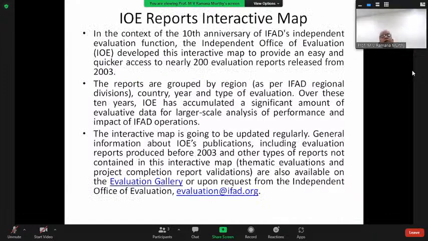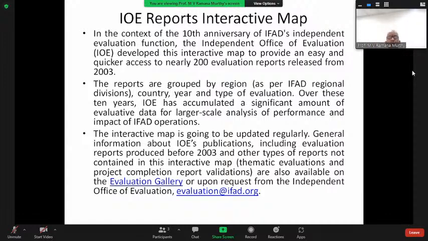So now, in the context of the 10th anniversary, the IFAD evaluation function, the Independent Office of Evaluation, developed an interactive map that provides easy and quicker access to nearly 200 evaluation reports released from 2003. The reports are grouped by region, country, year, and type of evaluation, and IOE has accumulated a significant amount of evaluation data for larger scale analysis of the performance and impact of IFAD operations.